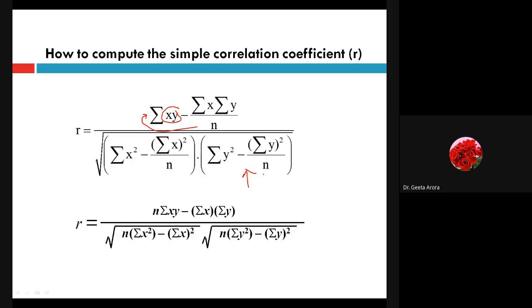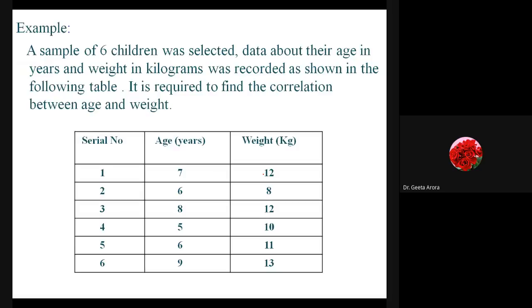So summation xy minus summation x into summation y divided by n, divided by the square root of the two expressions. Be sure to have the square root. In the first expression, we have the same thing as the numerator, but y is replaced by x. In the second term, we have the same thing as the numerator, but x is replaced by y. So this is our correlation coefficient formula. Now, let's see which type of example could be asked from you and how we have to solve it.